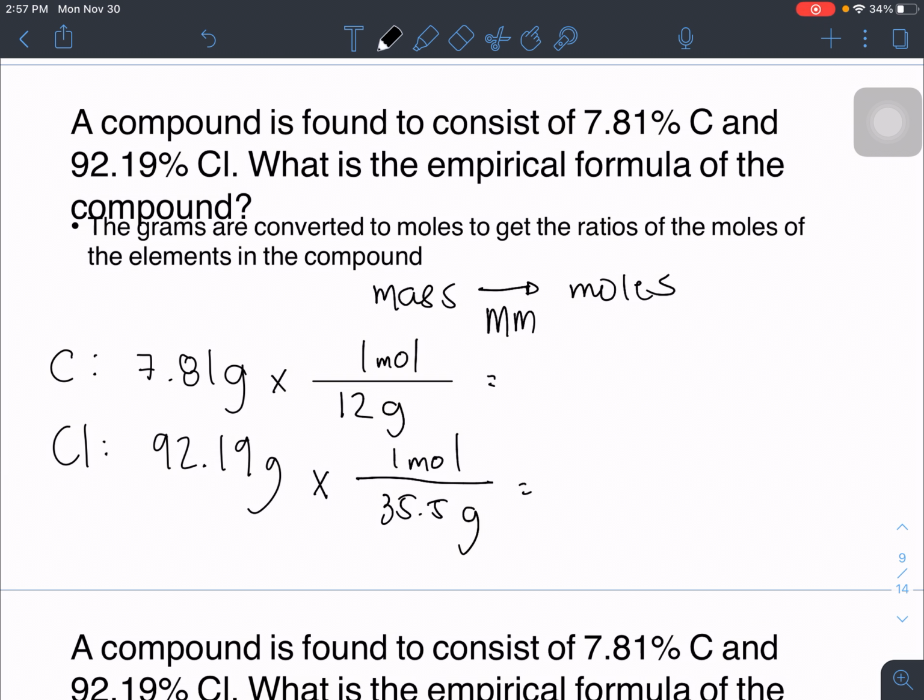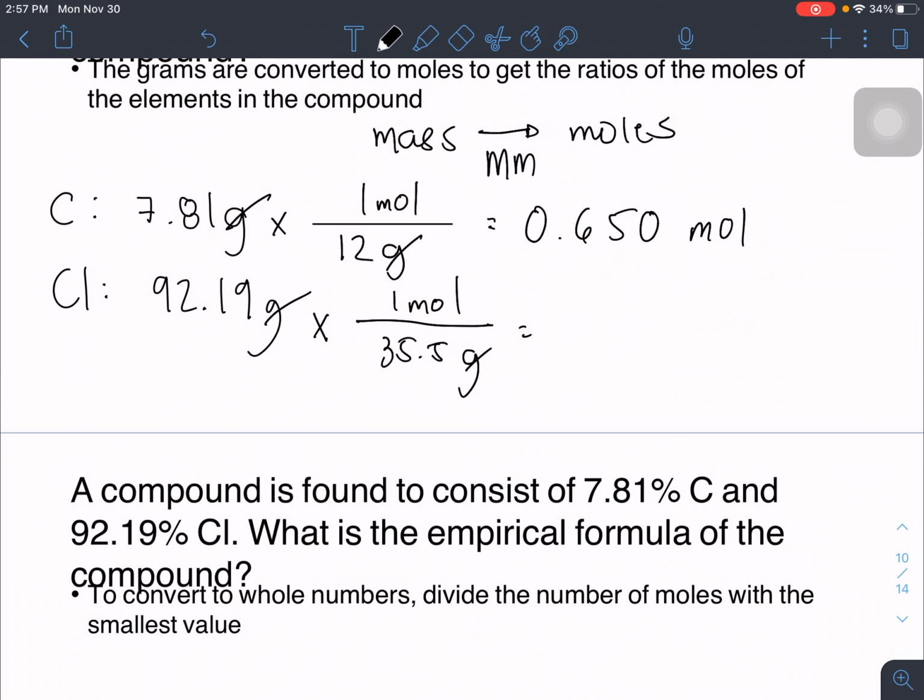Let's use a calculator to solve for moles. Cancel similar units, and that will leave us moles as the unit. This will be equal to 0.650 moles, and this one will be equal to 2.59 moles. I'm sorry, this will be 2.60 moles.